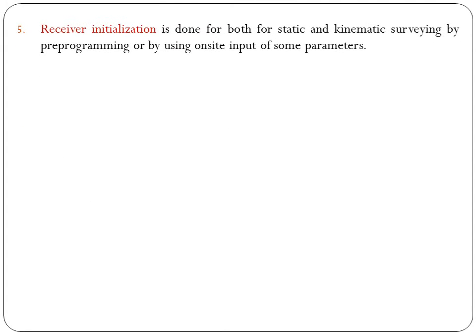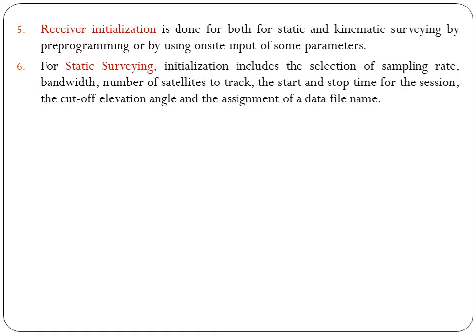The fifth point is that receiver initialization is done for both static and kinematic surveying by pre-programming or by using on-site input of some parameters. For static surveying, initialization includes the selection of sampling rate, bandwidth and the number of satellites required to track for the particular positioning, the start and stop time for the entire session, the cutoff elevation angle and the assignment of a data file name.